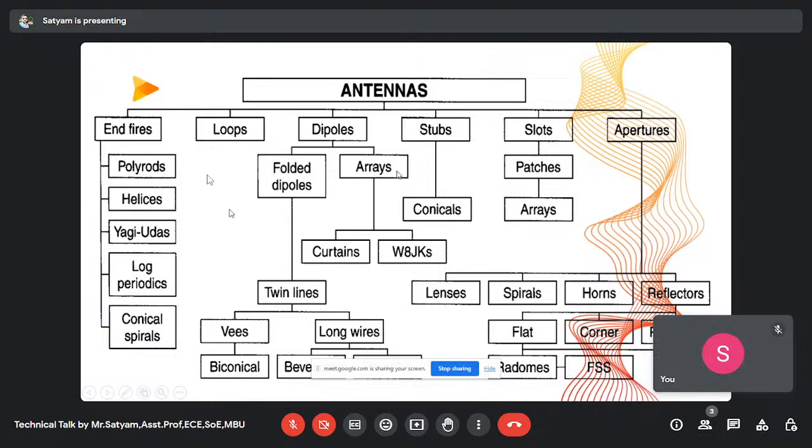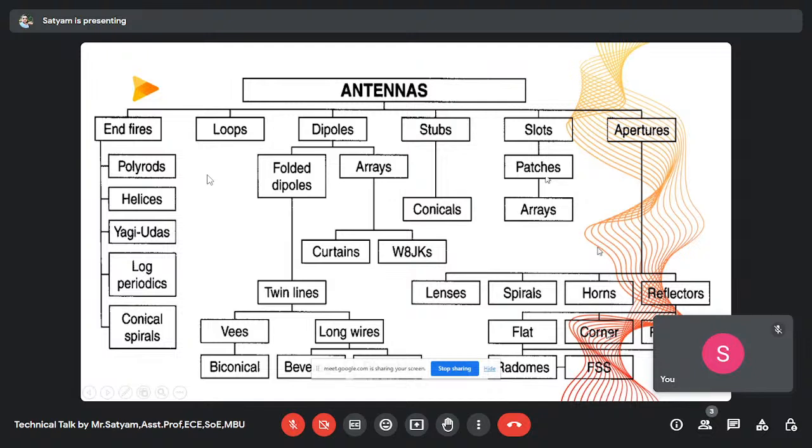Whenever we make an array of any antenna, we know from our basics that the overall gain increases, right? Then we are having stubs, slot antenna, patch antenna, and then we can connect a lot of patches together, making an array. Patch array antenna. Then we are having aperture antennas like horn antenna, reflector antenna, parabolic, lens antenna, radomes, and frequency selective surface antenna, right? FSS, and then corner antenna. Then this reflector can be parabolic, can be corner, can be flat. Each of them has their own applications and limitations, right?